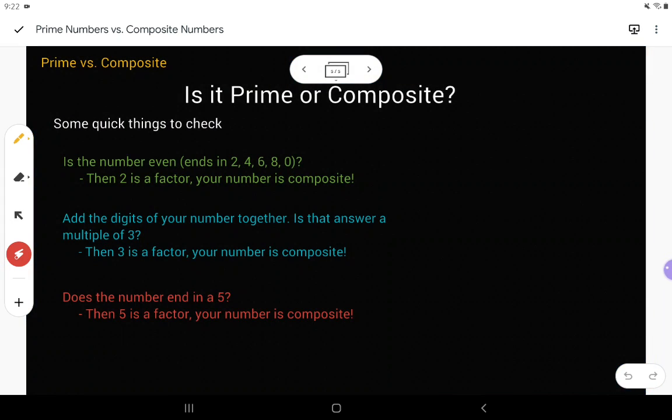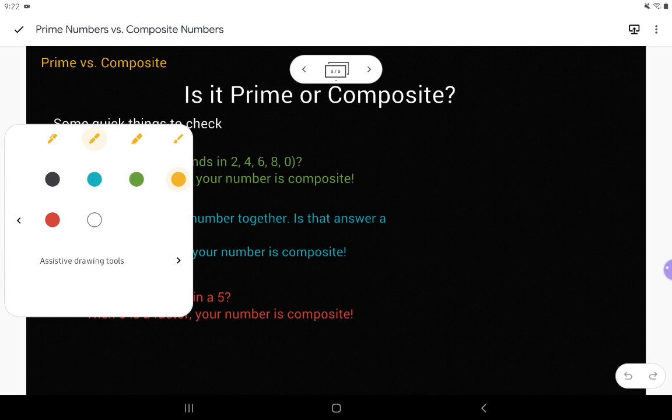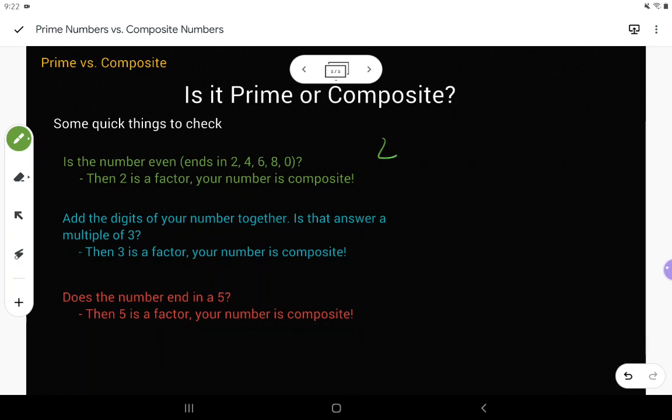Now, some cheats and things to keep in mind. If you're asked if a number is prime or composite, check a couple of things. Does the number end in 2, 4, 6, 8, or 0? If it does, then 2 is a factor of that number, and your number is composite. So for example, when I looked at 48, 48 ended in an 8. That means I know I can divide it by 2. And since I know I can divide it by 2, it's a composite number.